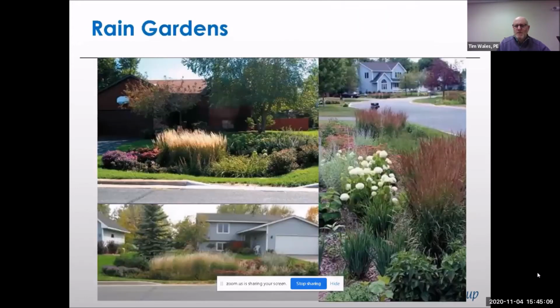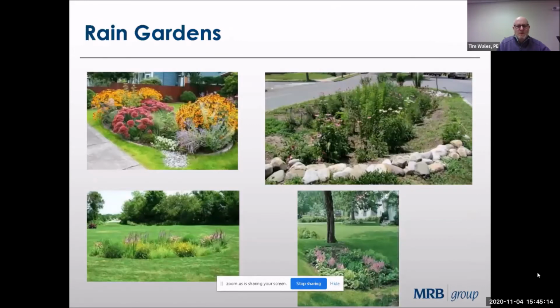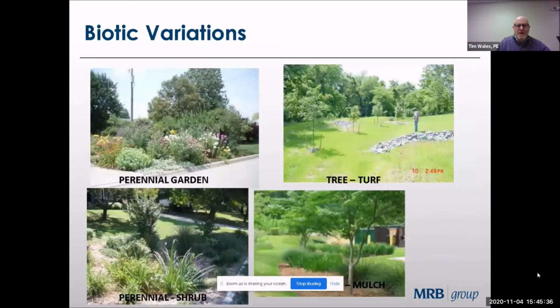Here are some examples of some really aesthetically attractive rain gardens. All right, here are some other great ones. Plantings for rain gardens are very important. You want to pick plantings that will survive in your zone, and will come back year after year and thicken and keep managing stormwater for years to come. There are variations on rain gardens and things like that. You've got perennial gardens, perennial shrubs, trees and turfs and things like that.